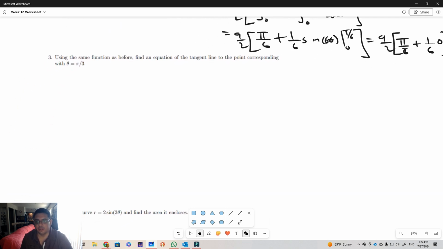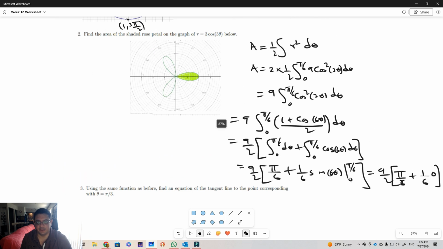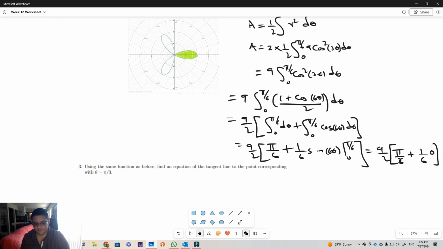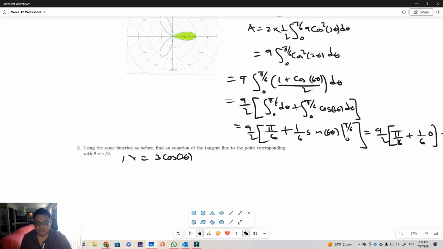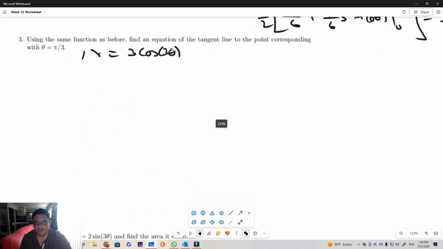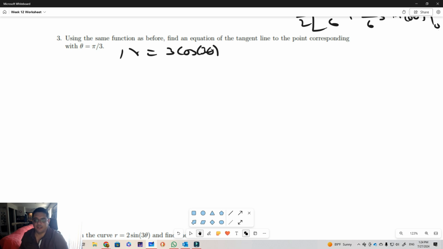Now, if we're going to do something using the same function, which is r equals 3 cosine of 3 theta, and establish the equation of the tangent line, there are a few things that I need to do. So the first thing is I need to establish the slope and the point, of course, because that's what I always need for an equation of a line. For m, the slope, of course, I'm going to need dy/dx. And for x0, y0, I'm just going to need to find out what the coordinates are.